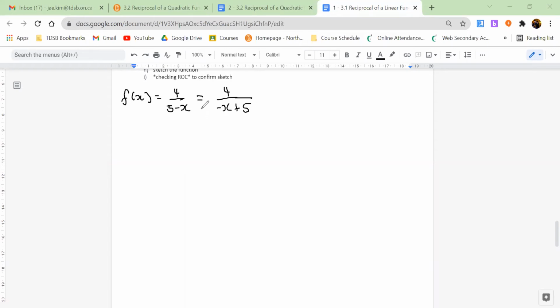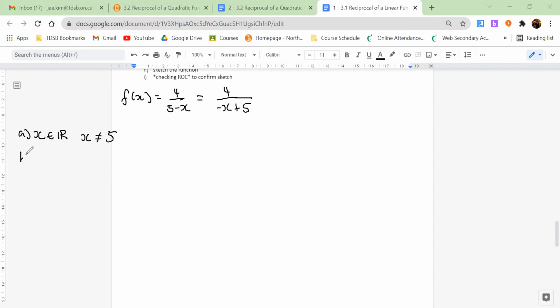Part A, domain. Again, typically, by now, you can see that X can belong to anything except for that one point, whatever point should not be in the denominator. And that would be x = 5. That's going to help you with the vertical and horizontal asymptotes.